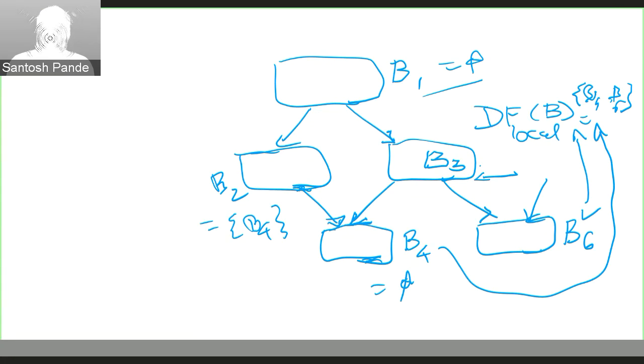Now, once we have the local dominance frontier computed, the question is, how do we find out the complete dominance frontier of a given node? For that matter, you can see that the other dominance frontiers like B3, B4, B2, they're all complete. They don't have any other possibility, because their dominated regions end right there. And so whatever is in the local dominance frontier is their dominance frontier. But that's not the case for B1.